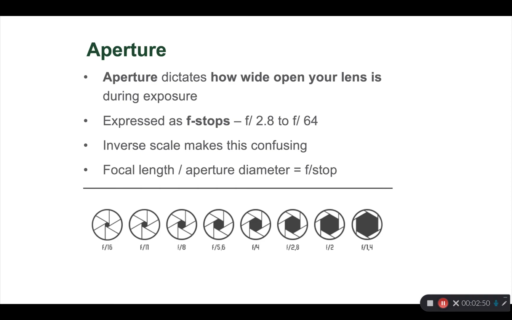F is short for fractional. That's why it's written as a lowercase f with a slash. The way you calculate it, if you care, is that you take the focal length of the lens, divide it by the aperture diameter, and you get the f-stop. So for example, a 50 millimeter lens with a 25 millimeter hole would be an f2 lens.